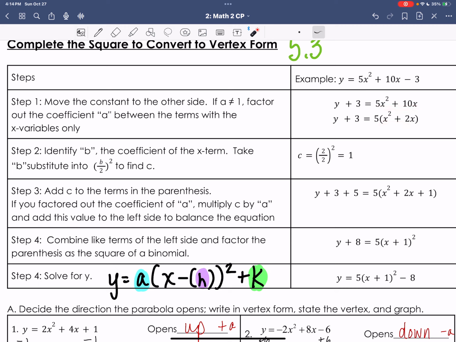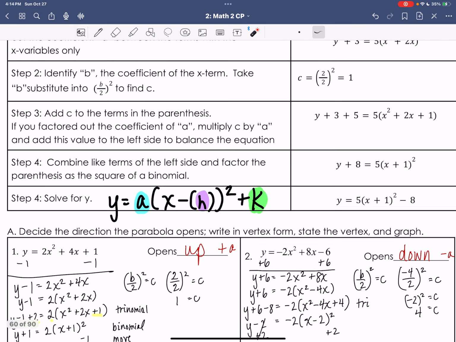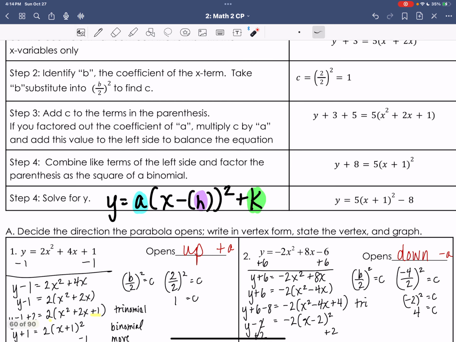All right, now we need to identify b, which is the coefficient of the x term. So take b and substitute into (b divided by 2) squared to find c. So that we've done before. And then now we're going to add c to the terms in parentheses. If you factored out the coefficient of a, multiply c by a, and then add the value to the left side to balance. Very important.